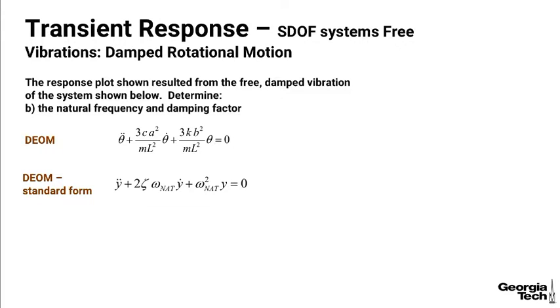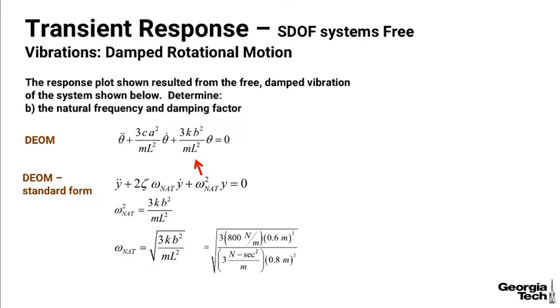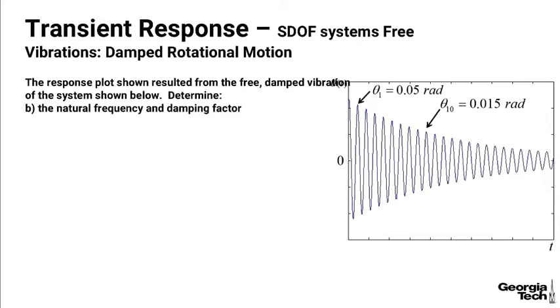And so in this DEOM that we have for this problem, instead of y, our generalized coordinate is theta. And so omega natural lines up with the coefficient in front of the displacement term, and therefore I can solve for the natural frequency. It's just the square root of 3kb squared over ml squared. And so I put in actual values that were given in the problem for k and b and m, and I end up with a natural frequency for this system of 21.2 radians per second. So that's one of our answers.